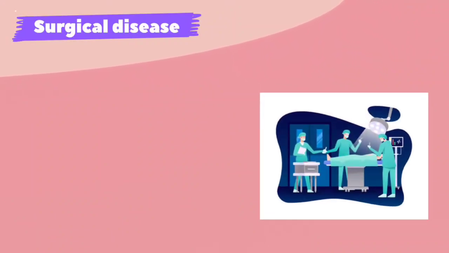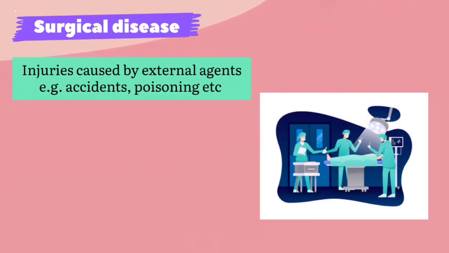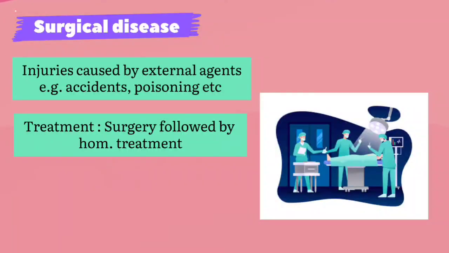The next important type of diseases is surgical diseases. Now surgical diseases are the injuries which are caused to the body from outside, for example accidents or poisonings, etc. As the name suggests, surgery is the only option to remove the external obstacles to cure.